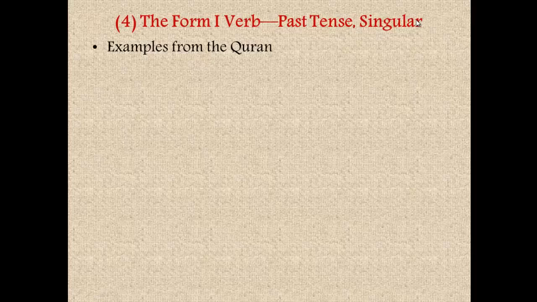At this point, I want to take a look at a few examples taken from the Quran. And for each example, I want you to ask yourself a few questions. How is the verb conjugated? What changes have we made to it? And what do those changes tell us about the pronoun for which it is conjugated? And last but not least, who is doing the action of the verb?